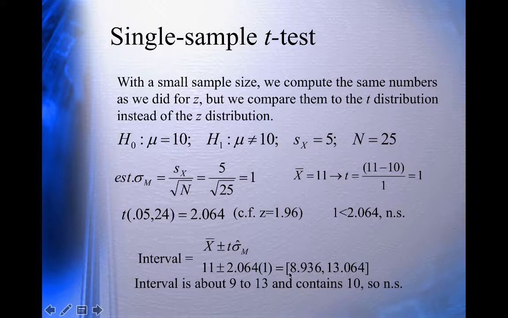in this case. So the confidence interval, because I picked 0.05 here, is going to be the 95% confidence interval for the mean, which would be 8.936 to 13.06. So about 9 to 13. And that, of course, contains 10, so we're going to have a non-significant result for our sample value of 11. Okay, so there's the single sample t-test.